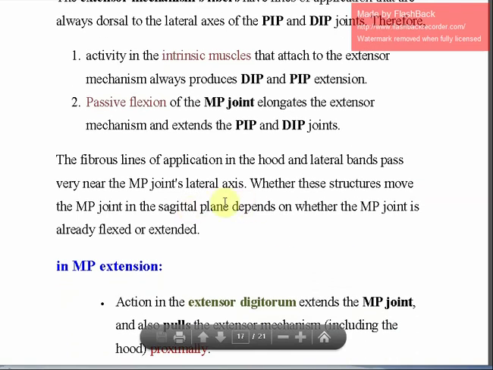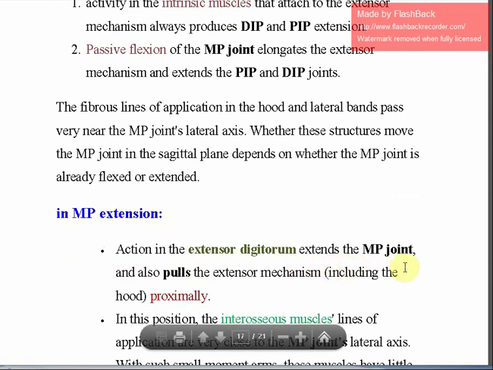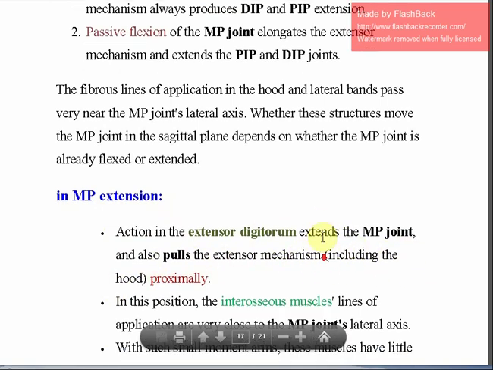The fibrous lines of application in the hood and the lateral bands pass very near the MP joint's lateral axis. So when these structures move the MP joint in the sagittal plane, it depends on whether the MP joint is already flexed or extended. In MP extension, that is, metacarpophalangeal joint extension, action of the extensor digitorum extends the MP joint and also pulls the extensor mechanism, including the hood, proximally.